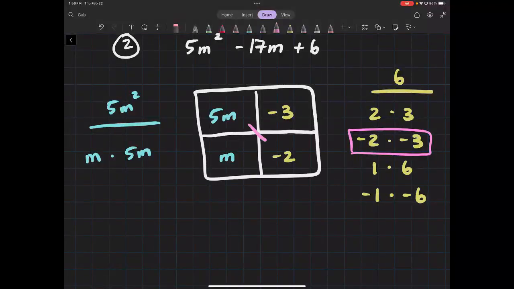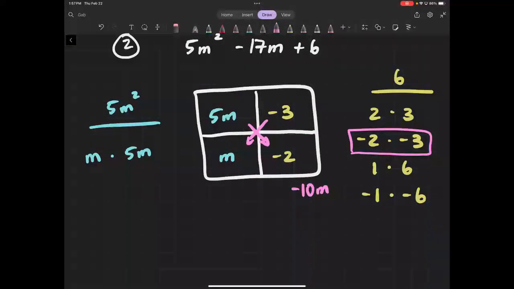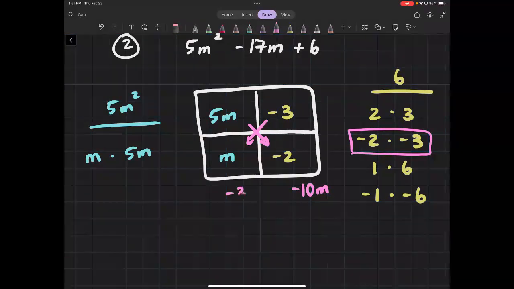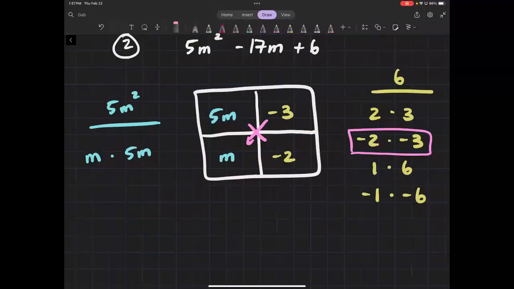Okay, if we multiply, 5m times -2 is -10m. The other one, -3 and m, -3m. Did we get -17? No. So, well, you don't need to check. That's the little check already.